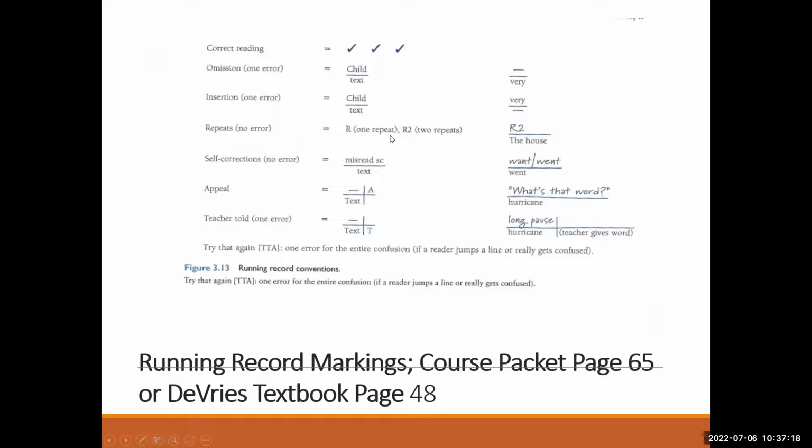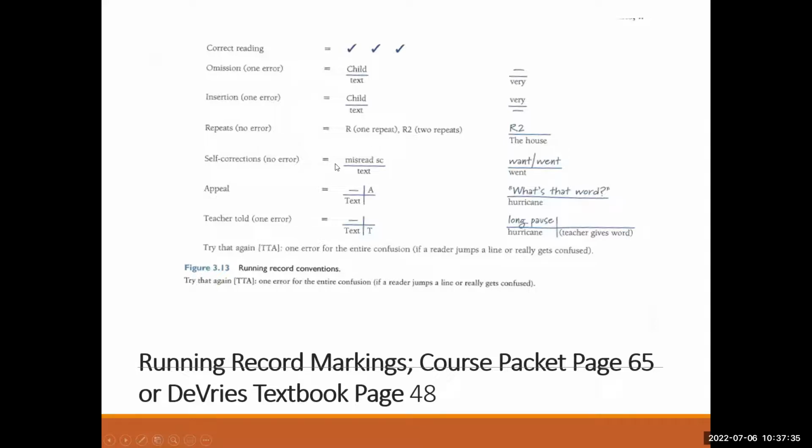Sometimes they'll repeat, and that's not an error, but it is a behavior we want to make note of. And so we would box around it or draw a line around it and put an R for repeat. If they repeat more than once, we would write a number to show how many times they repeat.